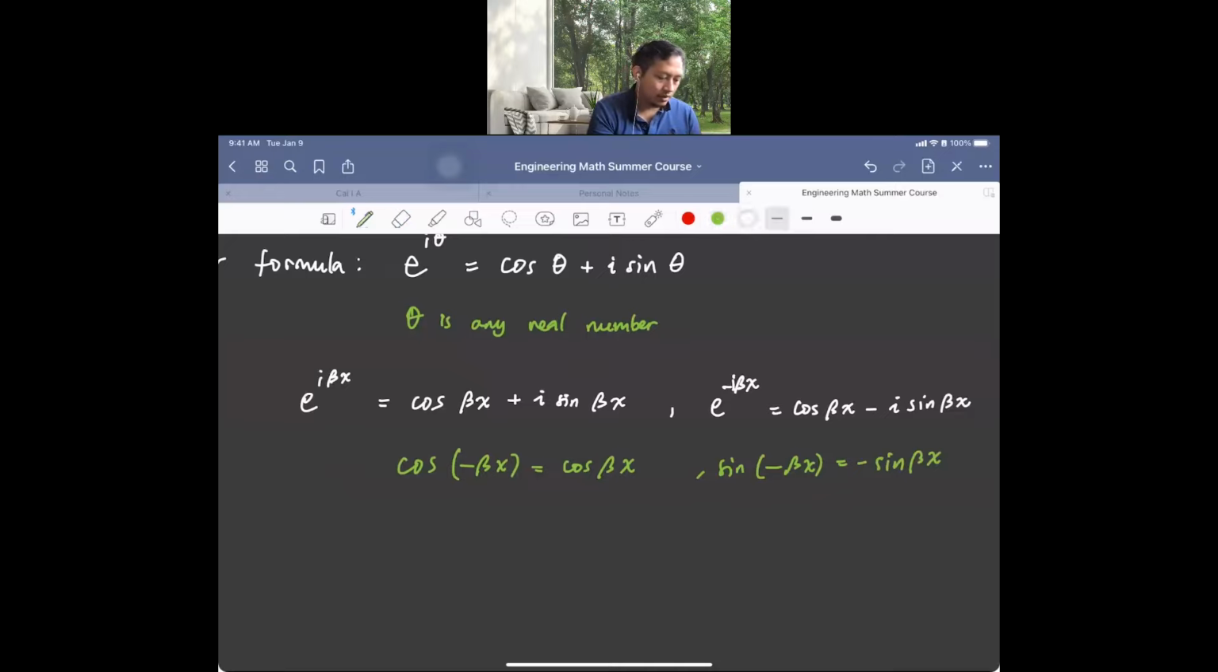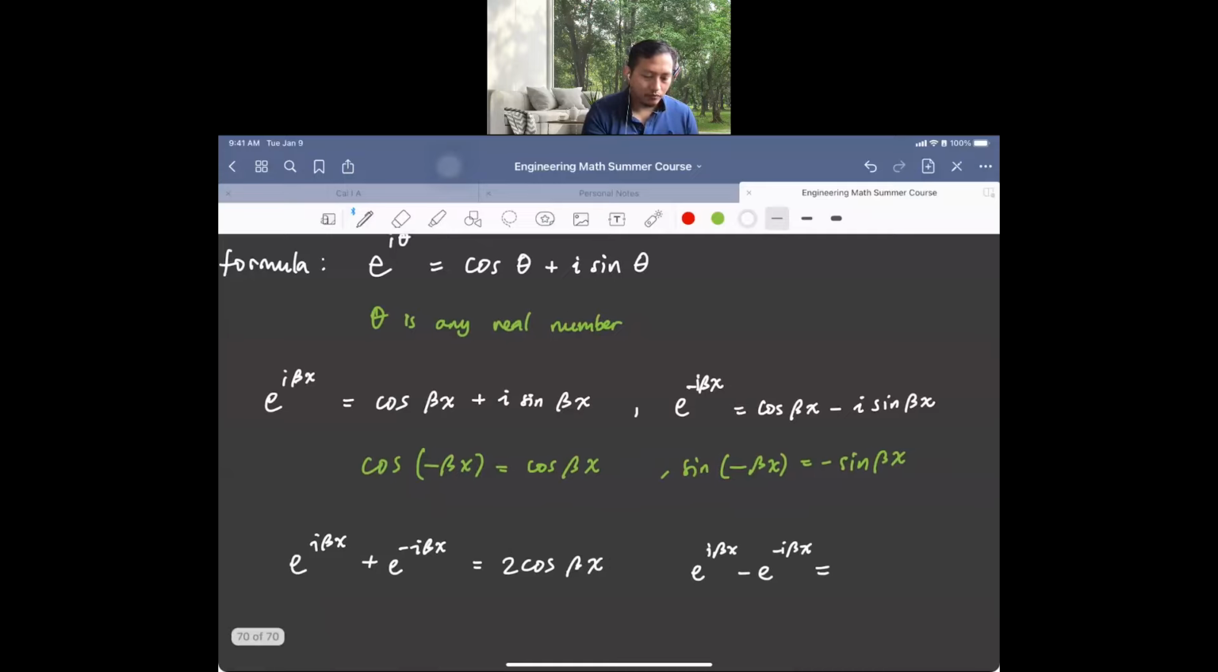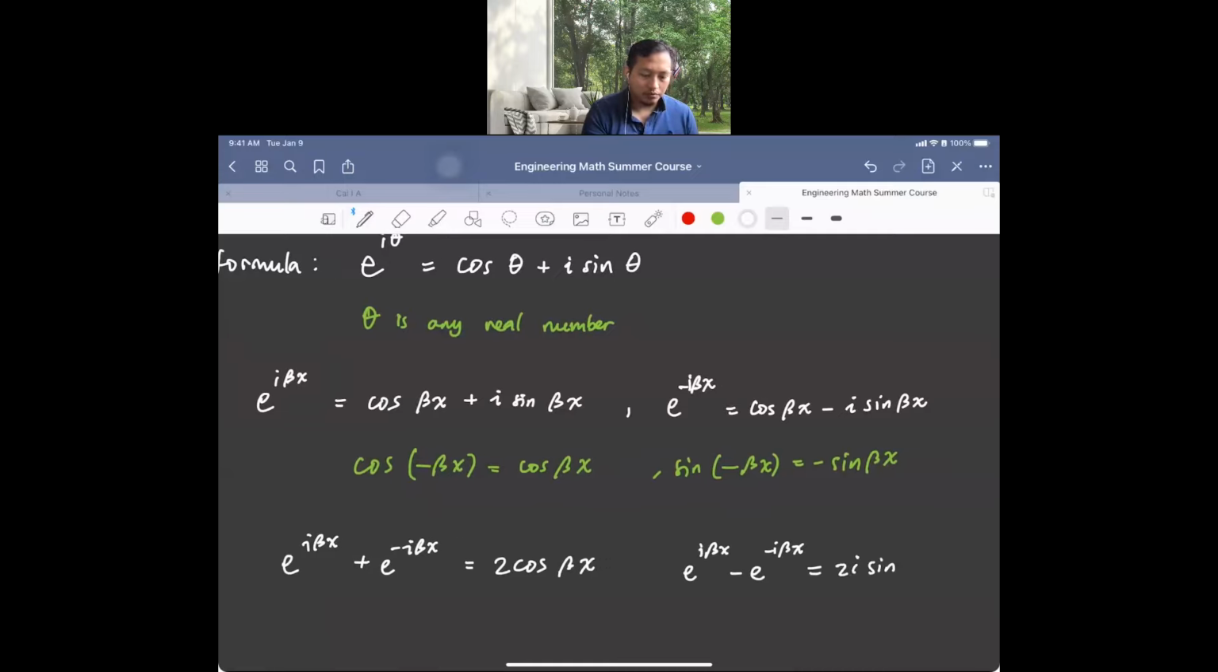Now we can add e to the i beta x. Okay, we add plus e to the negative i beta x. When we add these, the sine terms will cancel, and we get 2 cosine beta x. And when we subtract them, we will get 2i sine beta x.